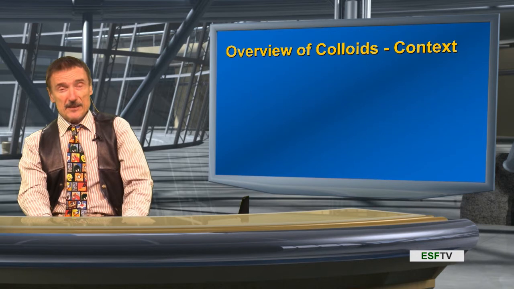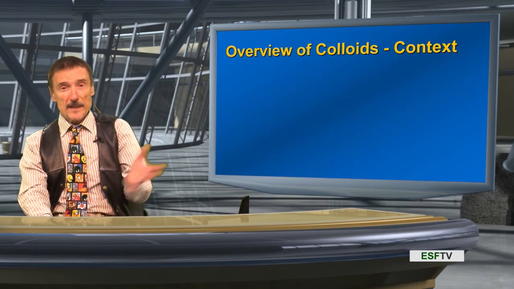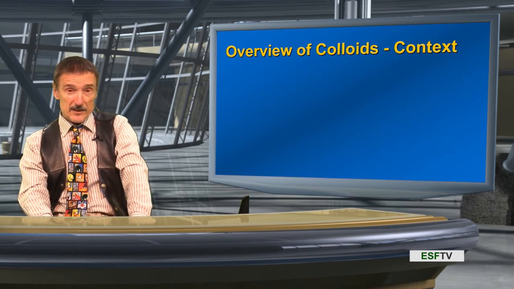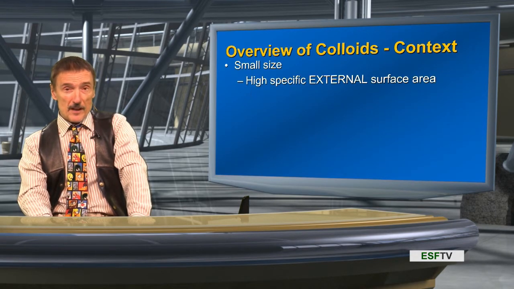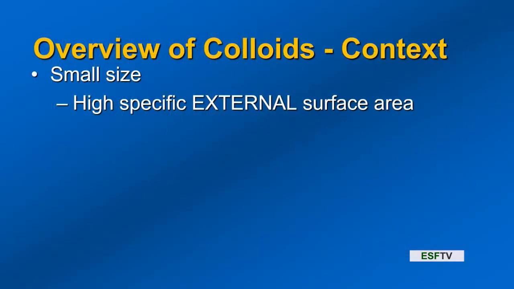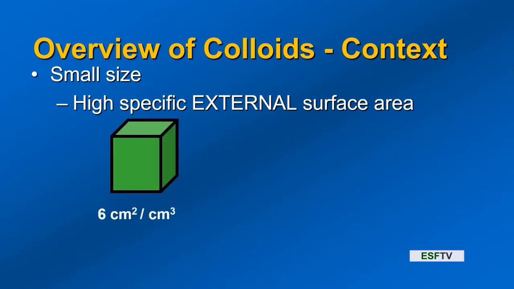So let's take colloids in an overview. We provide the overall context, the foundation for this next week or two. Okay? The first thing about colloids is that they're small, very small. And what does this mean? The smaller they are, the higher the external surface area, or specific surface. Each time, we'll illustrate that with a diagram: the smaller the particle gets, the more surface area. Okay?